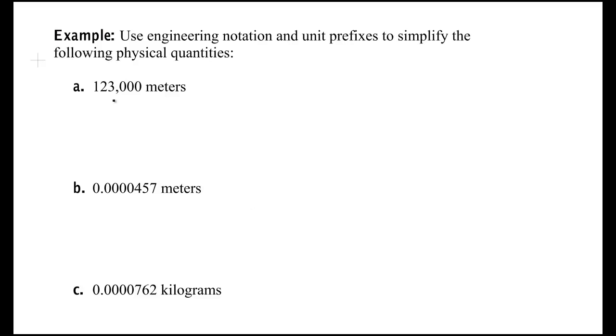So hopefully you've come up with some things that you think fit these particular values of measurements. Let's use engineering notation and rewrite these things. 123,000 meters would be 123 times 10 to the third meters. Well, 10 to the third meters is a kilo, so that would be 123 kilometers. Well, a kilometer is just a little bit less than a mile.